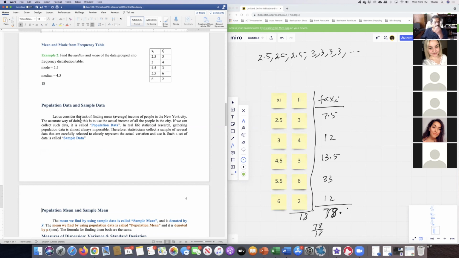But that's very difficult, right? You get the income information for some part of New York City, Manhattan, and when you're finished and move on to the Bronx, the Manhattan data has already changed. So it's not possible to have that actual data perfectly right. So we normally use sample data.